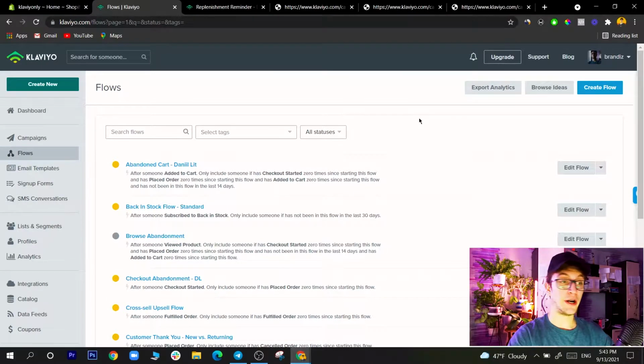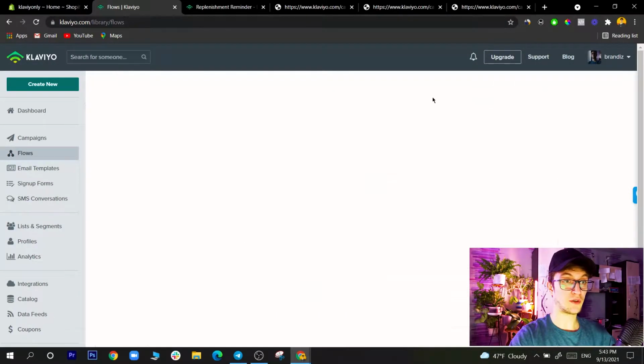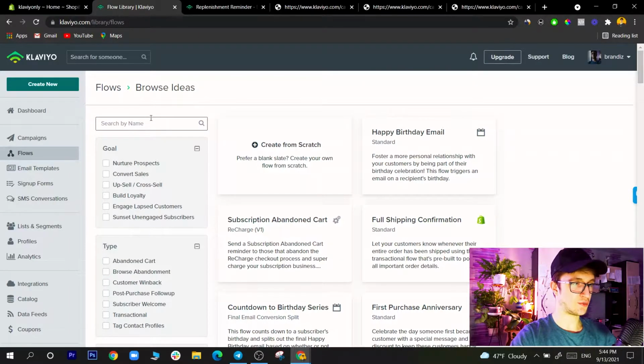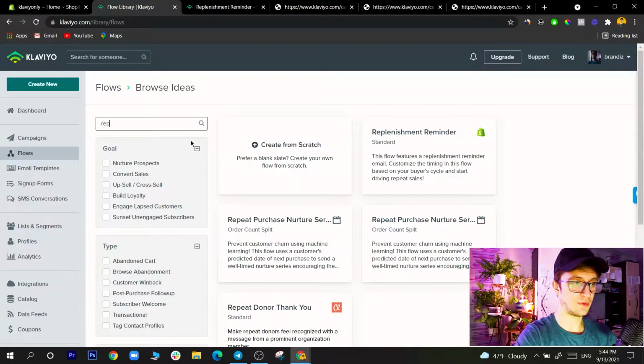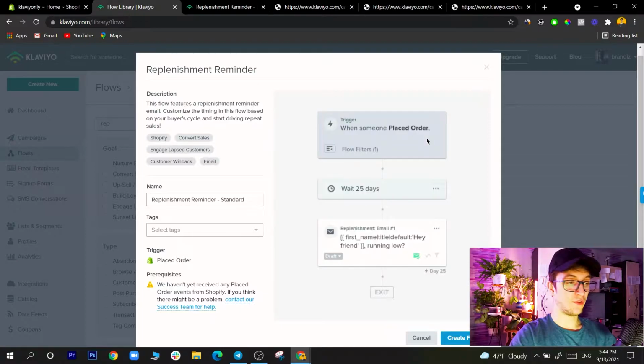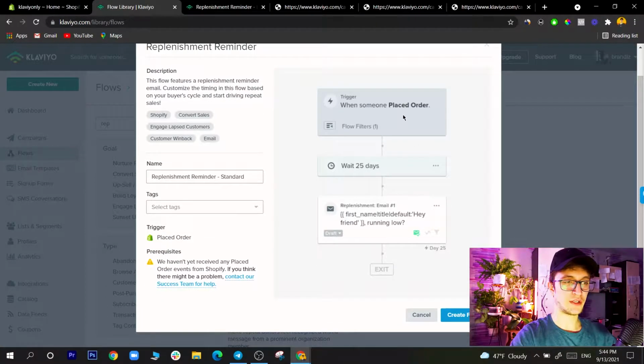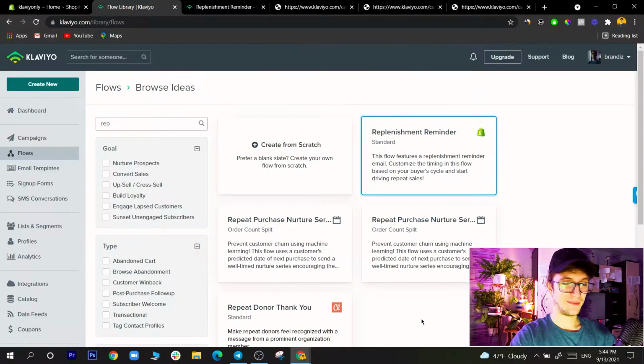Let's dive right in. The first thing you've got to do, if you haven't set it up yet, is go to browse ideas, go to the search bar, type replenishment flow, and choose this one. By default, you will have 25 days, and it fires off of place order, then "Hey, running low," or it also falls back on "Hey friend, running low." But it's kind of standard.